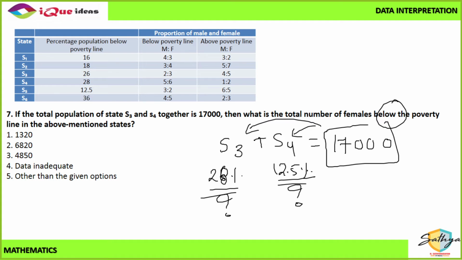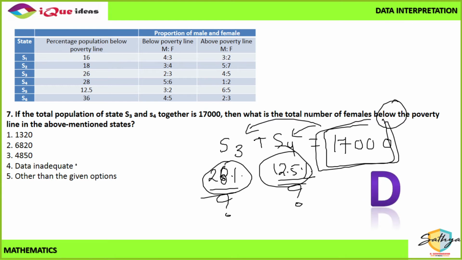I don't know, because it is not given that they are equally distributed. So when the percentages are different, then without knowing the base, I can't do anything. So my data is inadequate. I don't have enough information to answer this question. If the percentage of S3 and S4 was the same, then we could have calculated. But here the percentages are different, so I cannot take an average or anything like that. So I simply cannot answer this question.